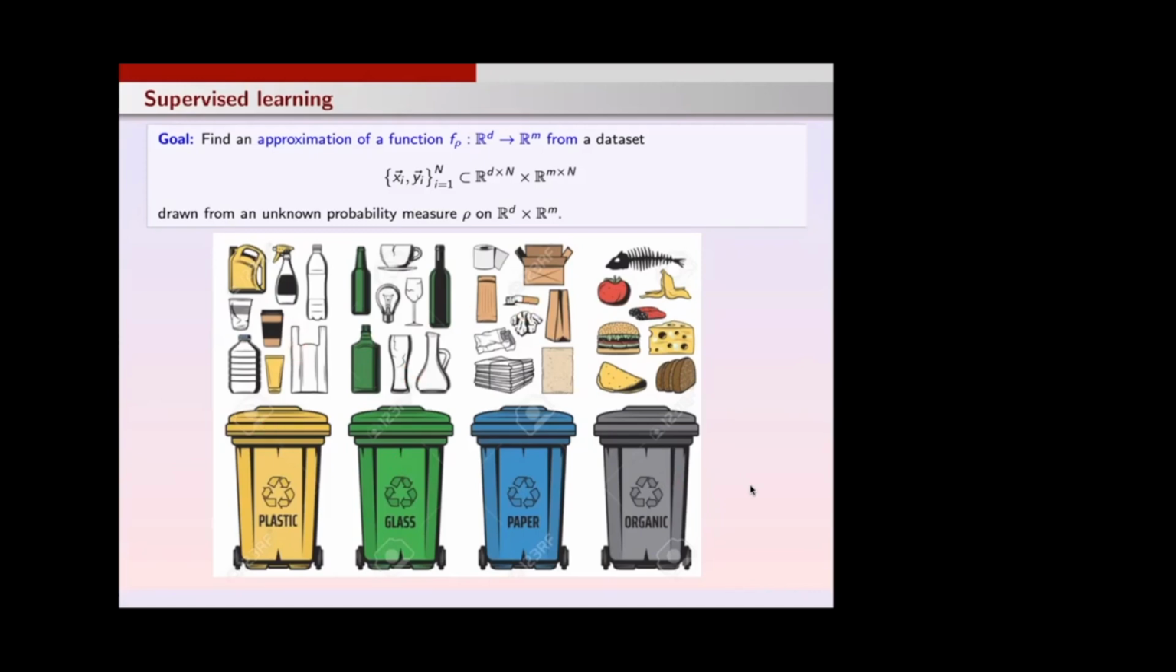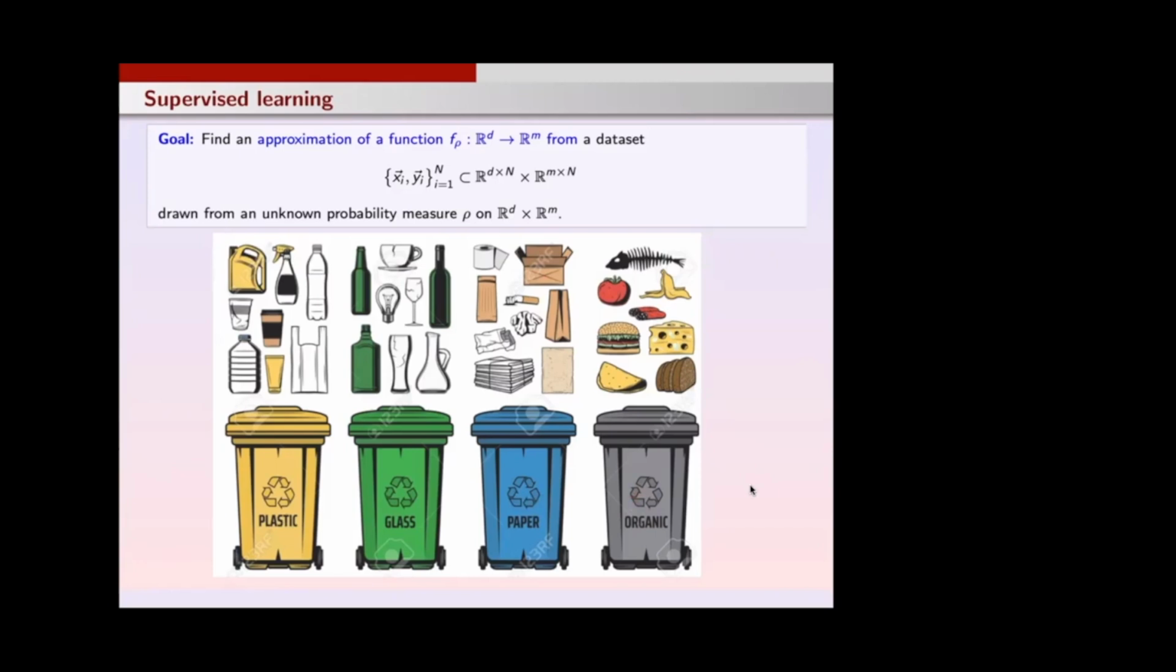I suppose that this is more or less the same in every country with small variants, right? The convention can change from country to country, but the idea is that plastic will go to one container, glass will go to another container, paper will go to another container, and then organic food will go to another container, okay? And this is something that at home, it's not so difficult to do.